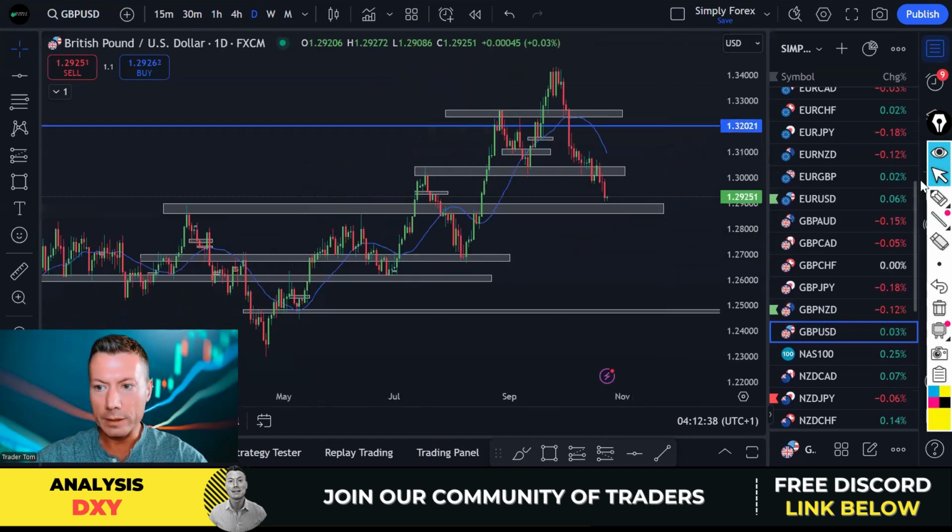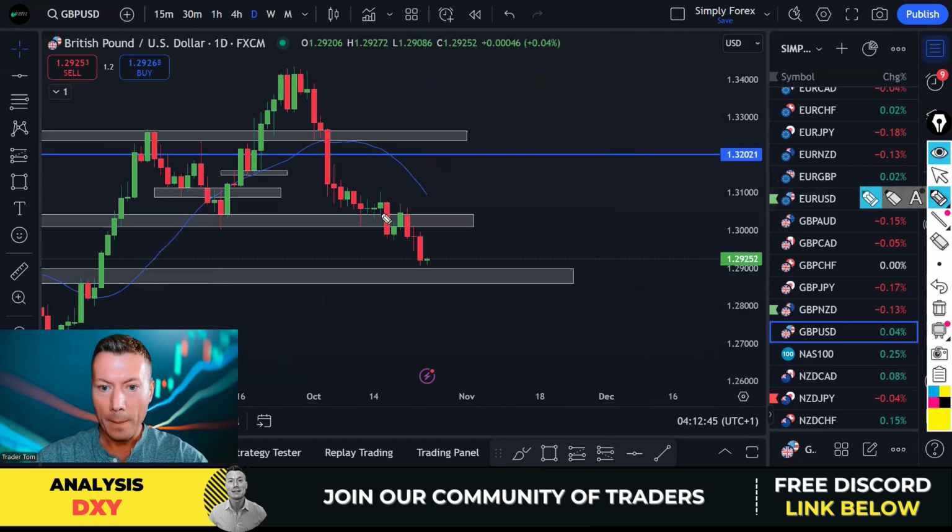Again, we've got this support level here that hasn't quite been hit. We're getting this bearish candle. We're in a downtrend, clearly. And there is a bit more room, potentially down to this 29,000 level, which is what I'm keeping an eye on.